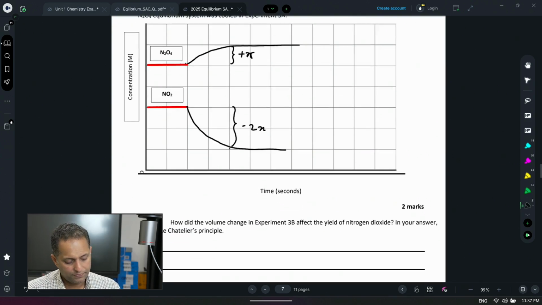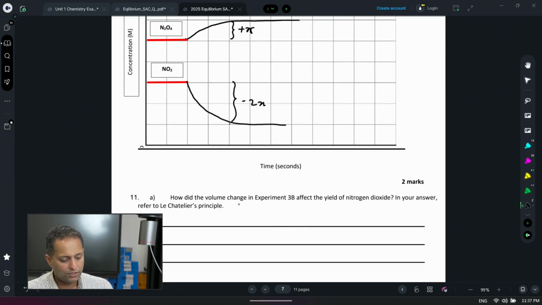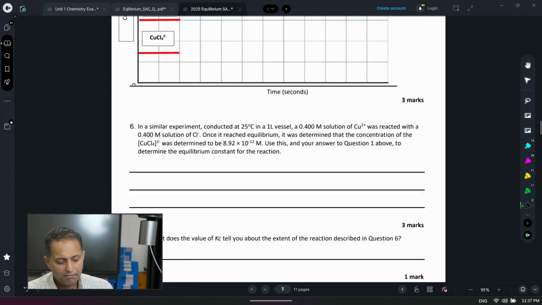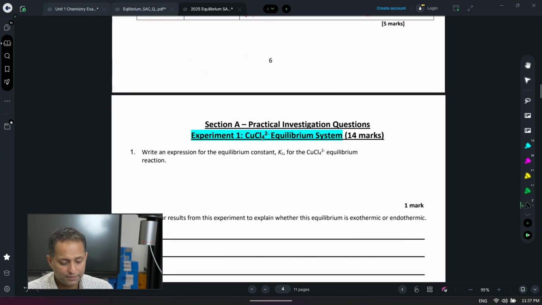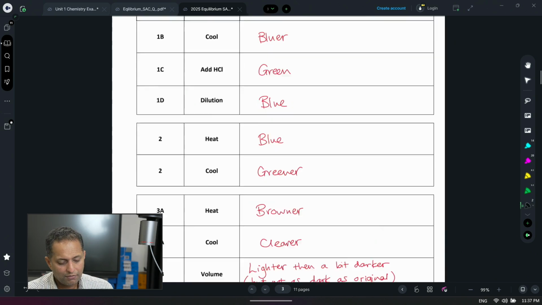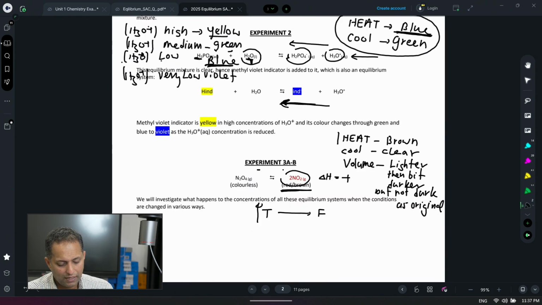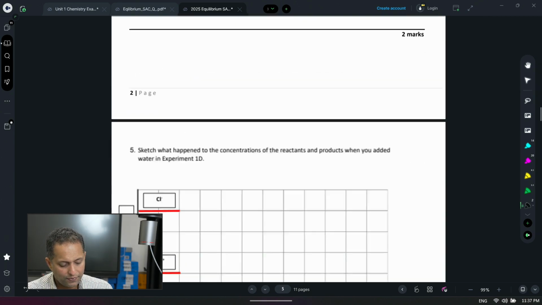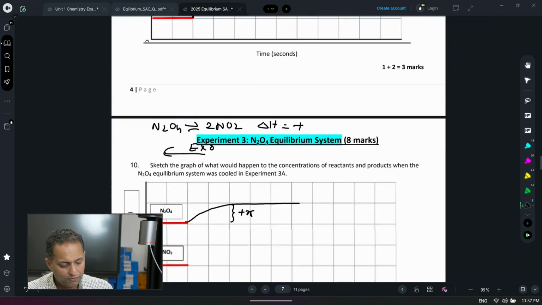Okay, that's simple. How did the volume change in experiment 3B affect the yield of NO2, nitrogen dioxide? Volume change. So what will happen when the volume is changed? What did we do? Volume increase or decrease? I have to go and check again. The volume is increased, isn't it? So when the volume is increased, what will happen?